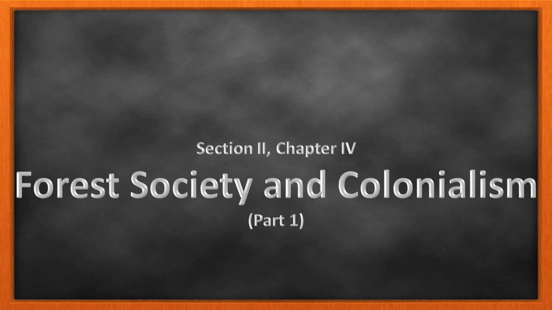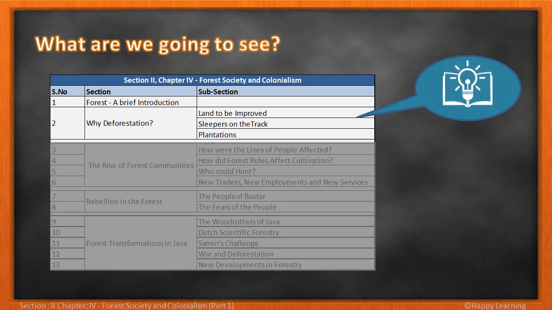In this video, we will see the history lesson, section 2, chapter 4, Forest Society and Colonialism, part 1. What are we going to see? Here, I have given the complete picture of this lesson, wherein we will see the forest, a brief introduction, and why deforestation. In deforestation, we will see the cause of deforestation in detail, which are land to be improved, sleepers on the track, plantation.